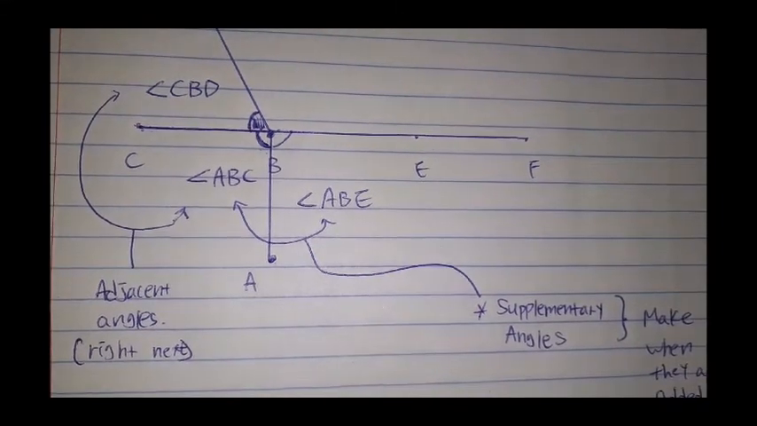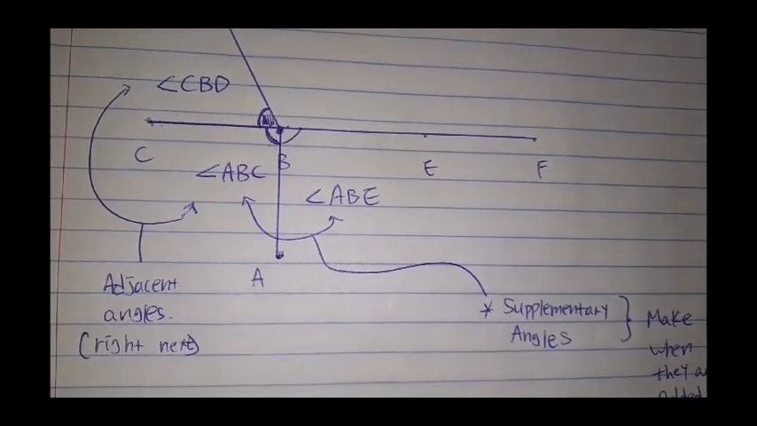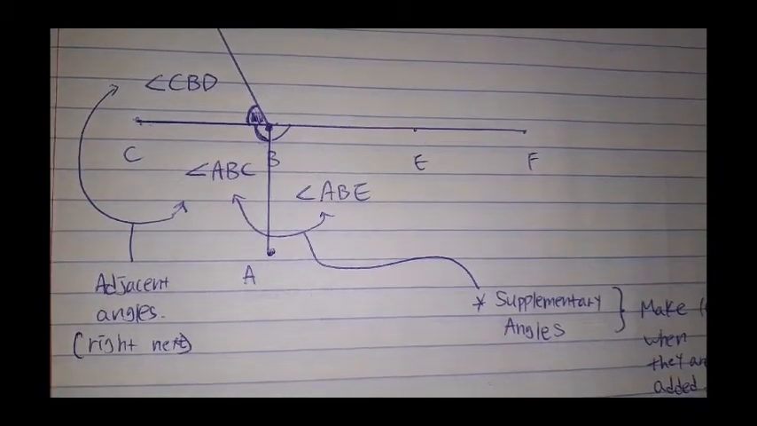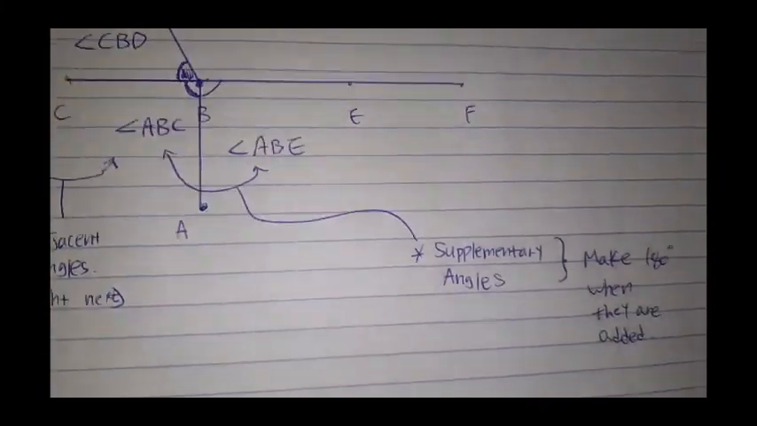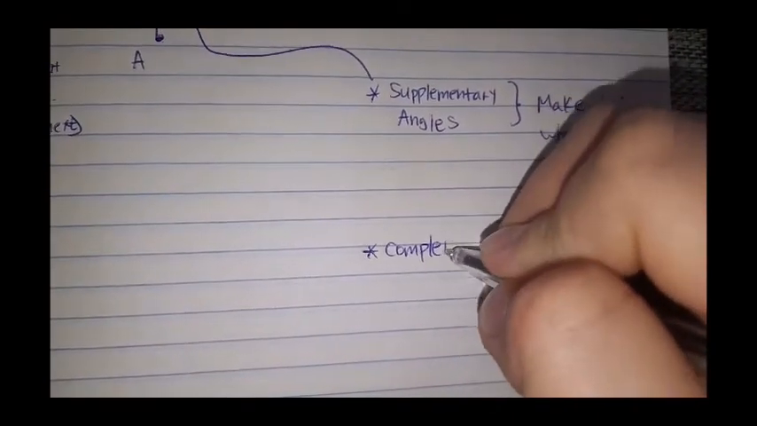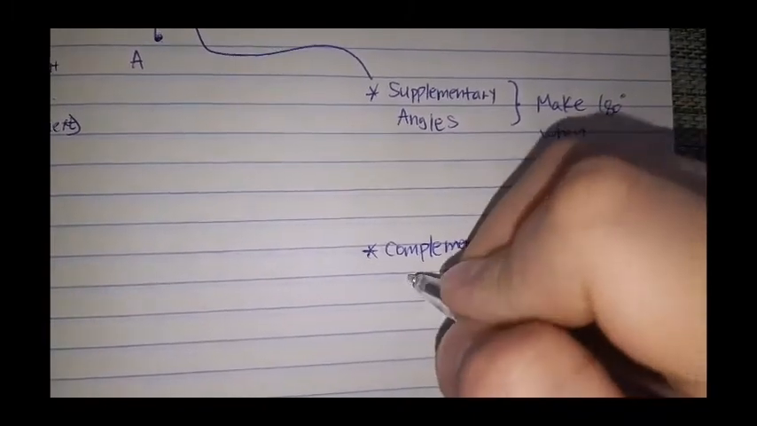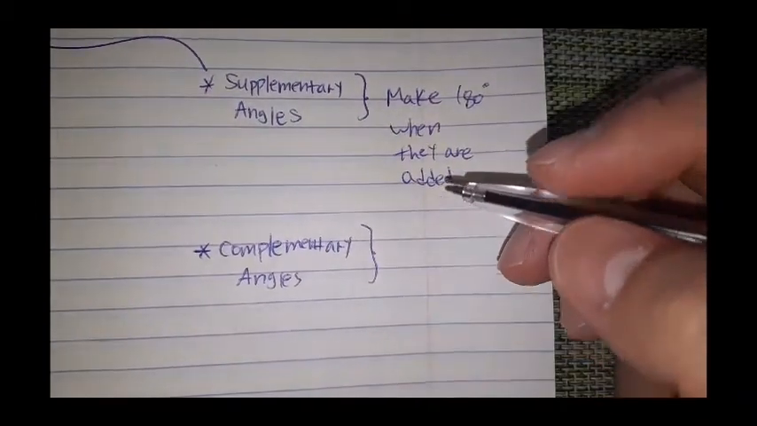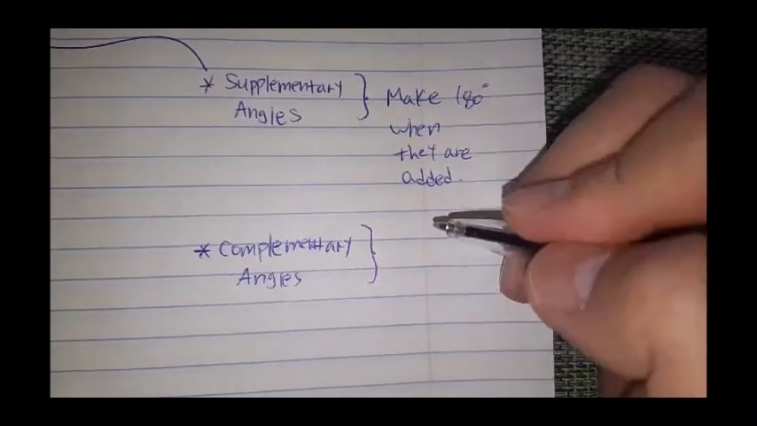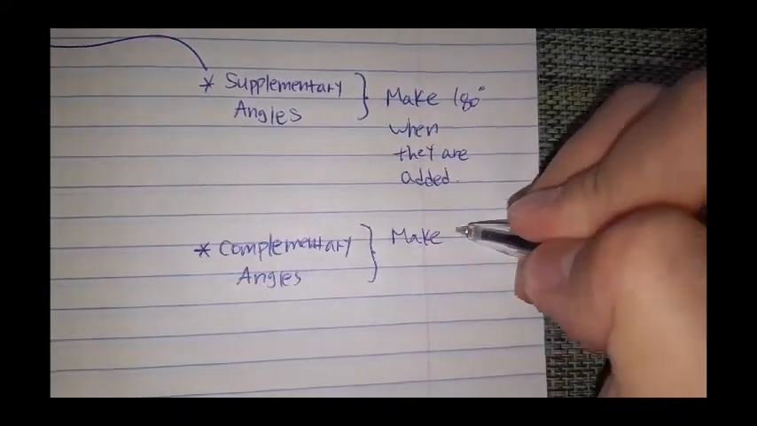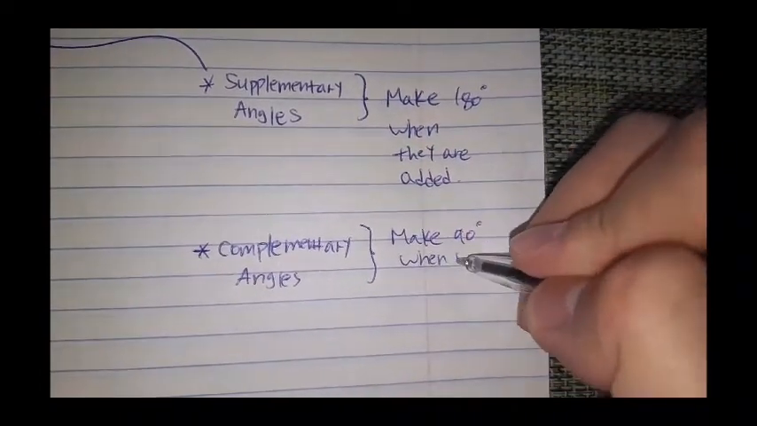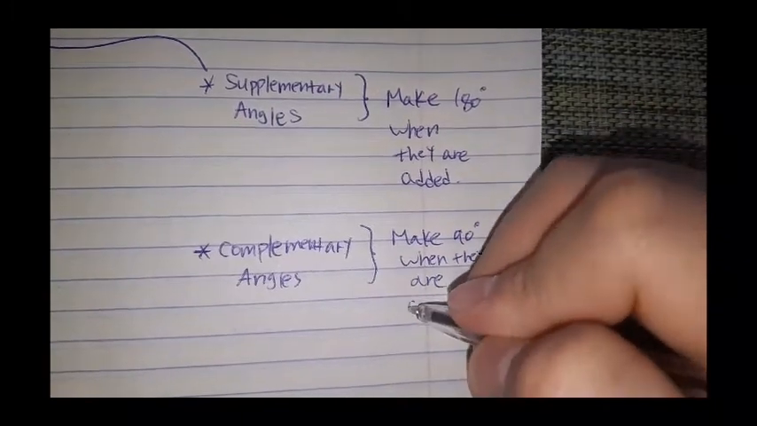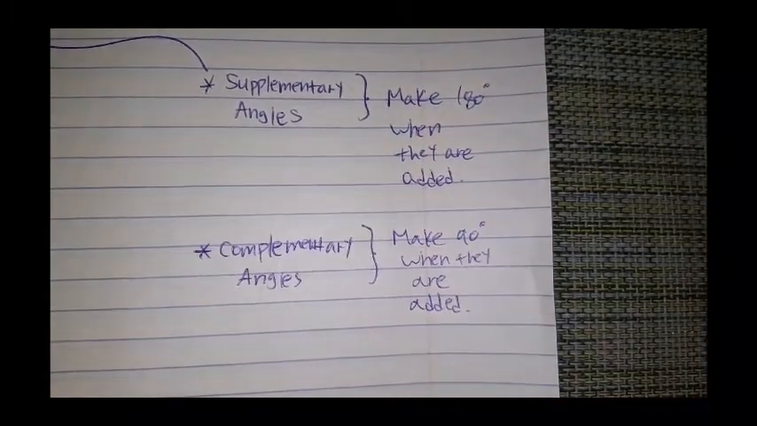Now, there is one other that I don't think is in this diagram, but it is complementary angles. This is another terminology that you need to know. Complementary angles are very similar to supplementary angles, but complementary angles are the angles that make 90 degrees when they are added. Have that in your mind.